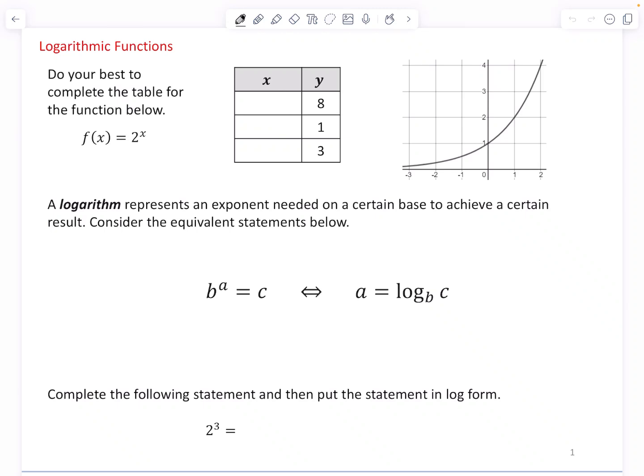Hello students, this lesson is on logarithmic functions. Do your best to complete the table for the function below. f of x equals 2 raised to the x. Now this table gives us a y-coordinate of 8 and asks us to find the corresponding x-coordinate.